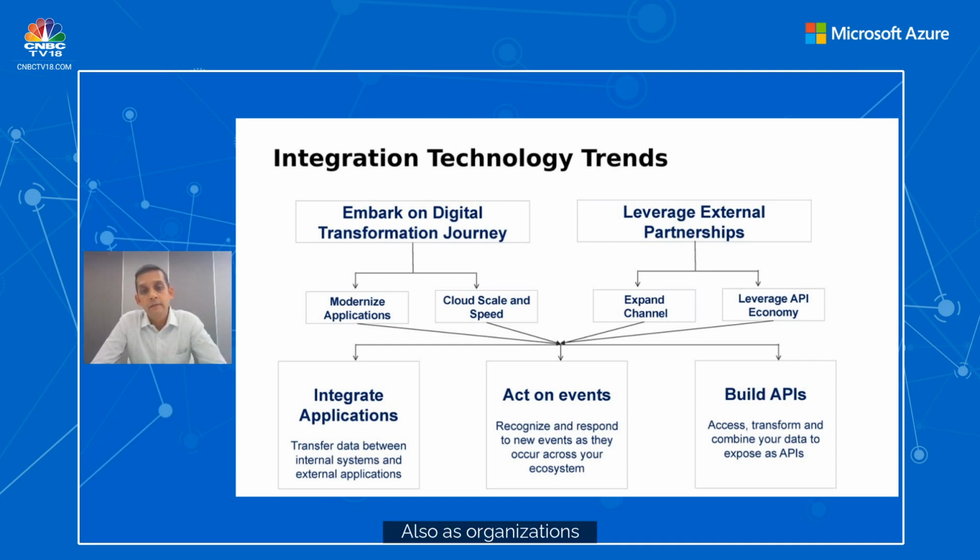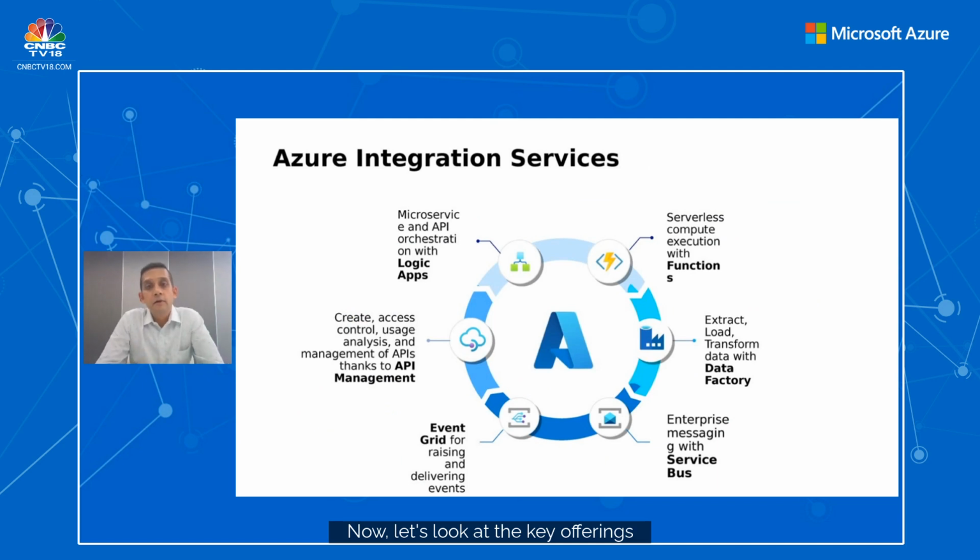Also, as organizations modernize their applications and create multiple microservices, event-driven architecture takes a lot of precedence or importance. So the ability of an organization to act on events becomes extremely important. And finally, in order to leverage the API economy, it is very important to build and publish APIs for consumption by external parties.